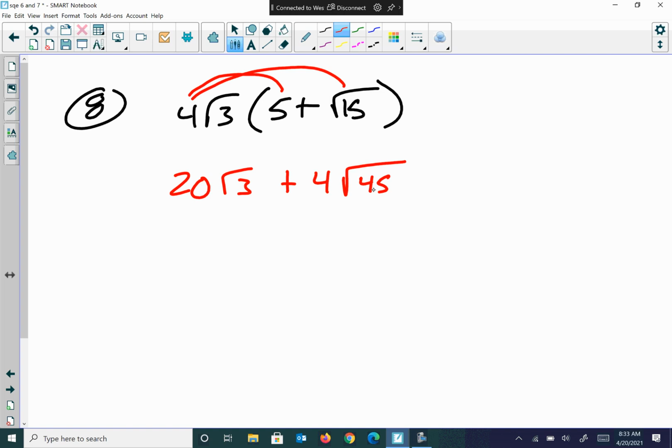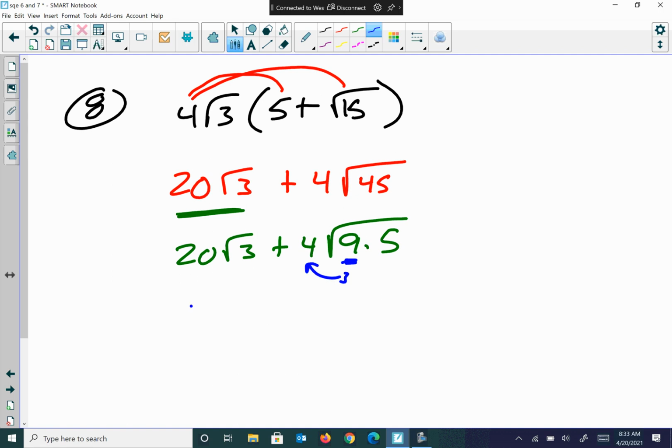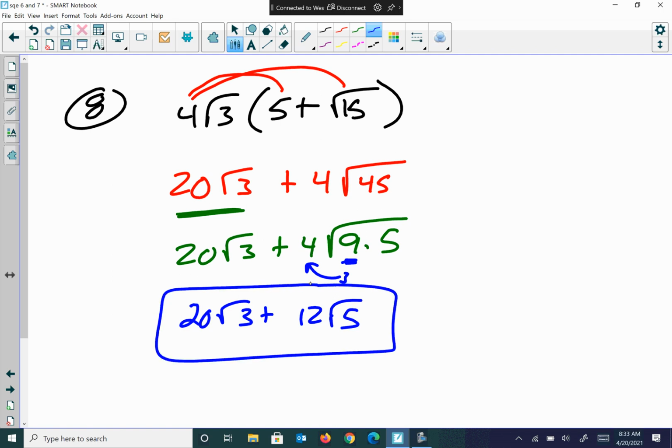All right, so continuing with this problem a little bit. I don't think there's much more I can do with this for right now. But this other one, I'm going to break down to 9 times 5. The reason I'm choosing that is 9 is our biggest perfect square. So the square root of 9 is 3. So that 3 would get multiplied there. So I get 20 root 3 plus 12 root 5. And because I have 2 different radicals, I can't go any further. So that would be your answer.